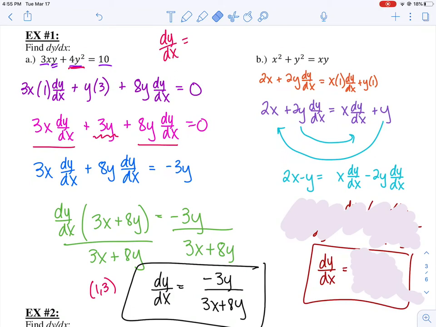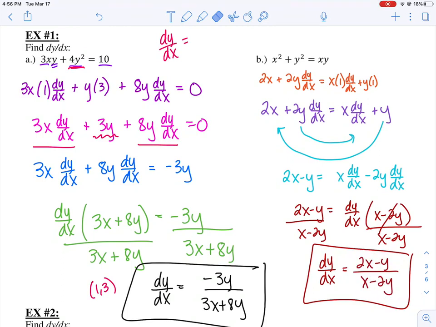So now I have a 2x minus y equal to x dy dx minus 2y dy dx. On that right side then, both of those terms have a dy dx in them, so you should be able to GCF out that dy dx, leaving you with an x minus 2y, and then you can divide both sides by that x minus 2y. You end up getting then dy dx is equal to 2x minus y over x minus 2y. The derivative, the slope of the tangent line, the instantaneous rate of change. Okay?